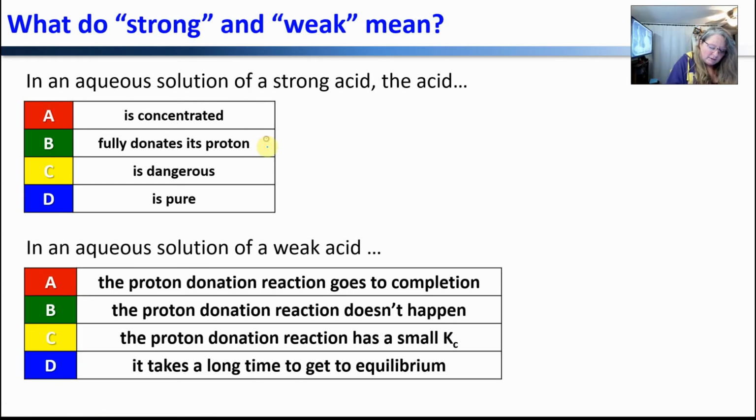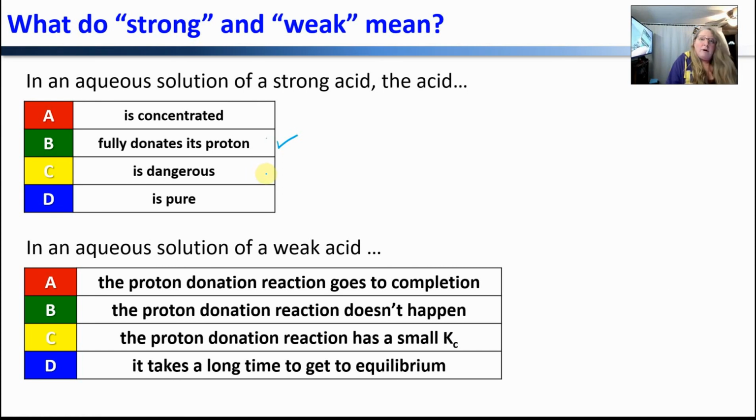Fully donates its proton, so it'd be this one. Strong acid just means it's going to dissociate. Its hydrogen, its covalent bond between the hydrogen and the ion it's attached to, they dissociate and go their own ways and flee about the vicinity of the beaker.